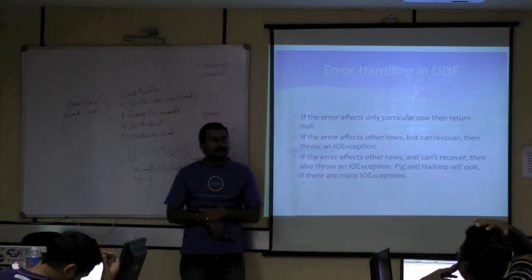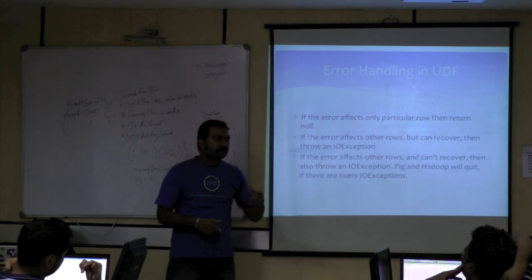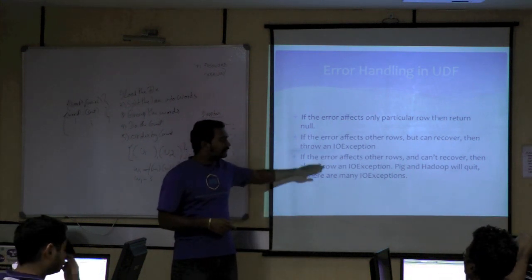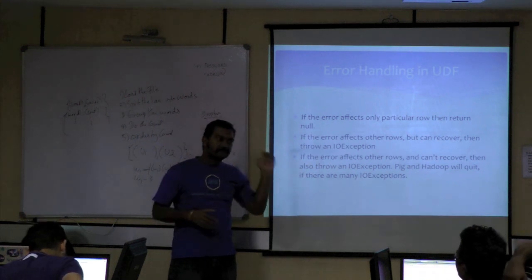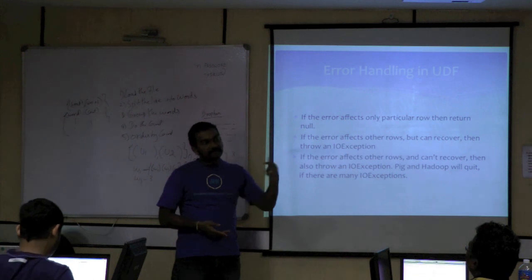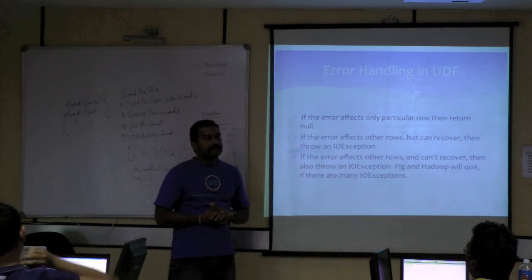How do you set the threshold as low as you want? I think you have to do it in your job. That doesn't come with Pig. This is the same for both Pig and plain MapReduce. Even in MapReduce, if your tasks keep on throwing errors beyond the threshold, it will kill the entire job.